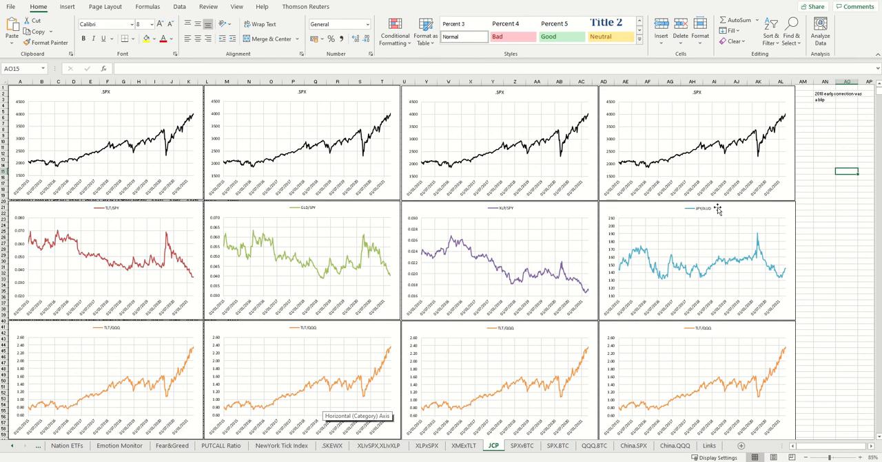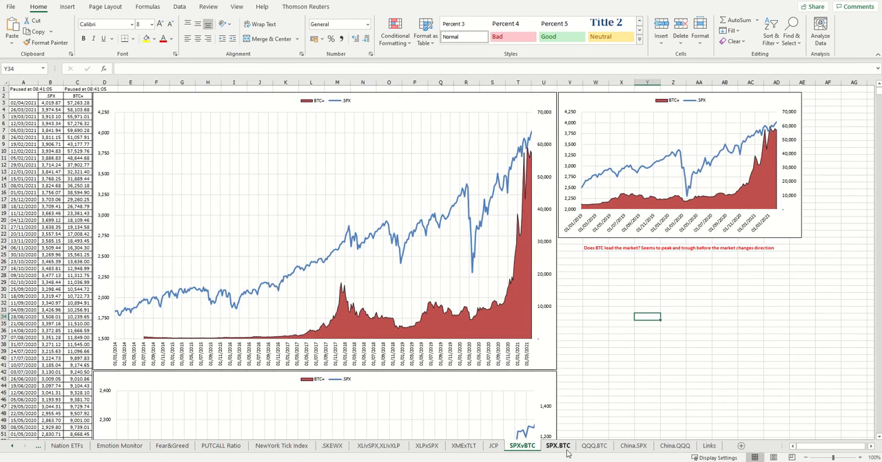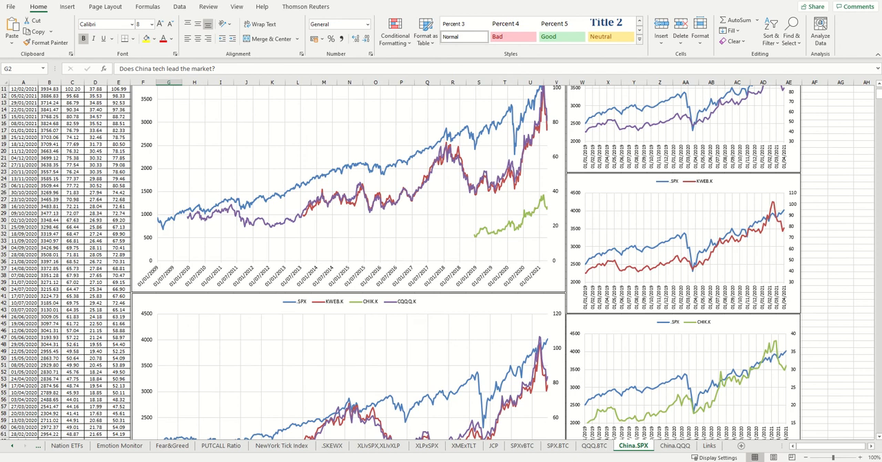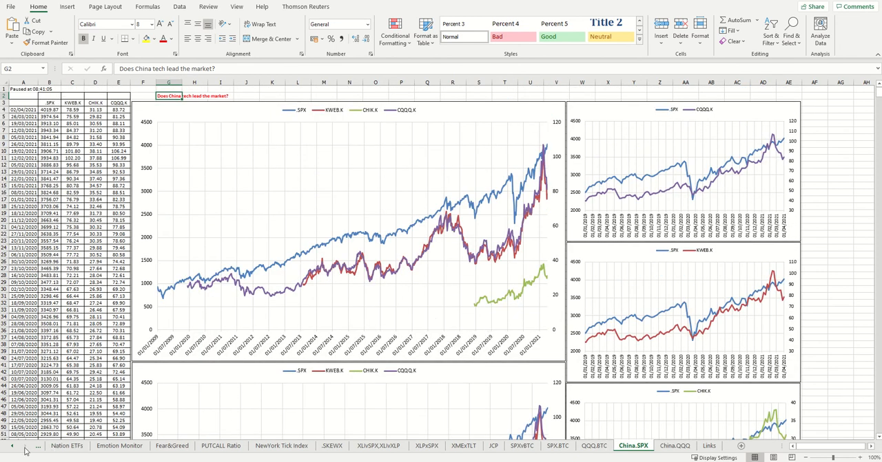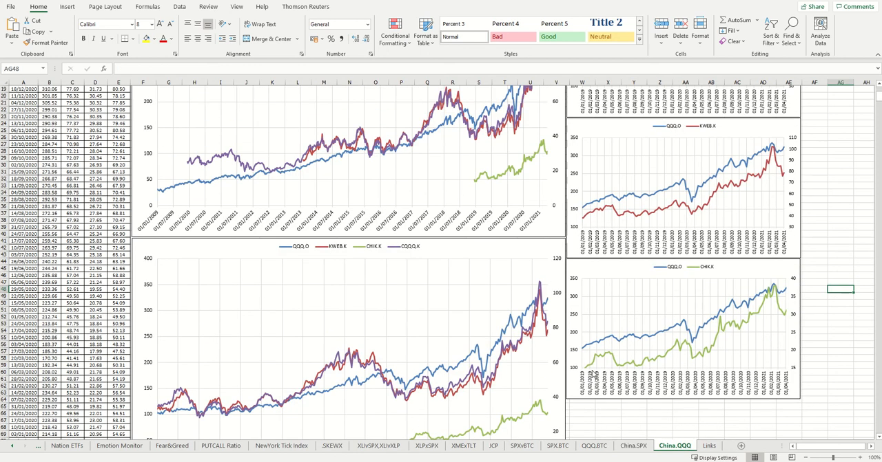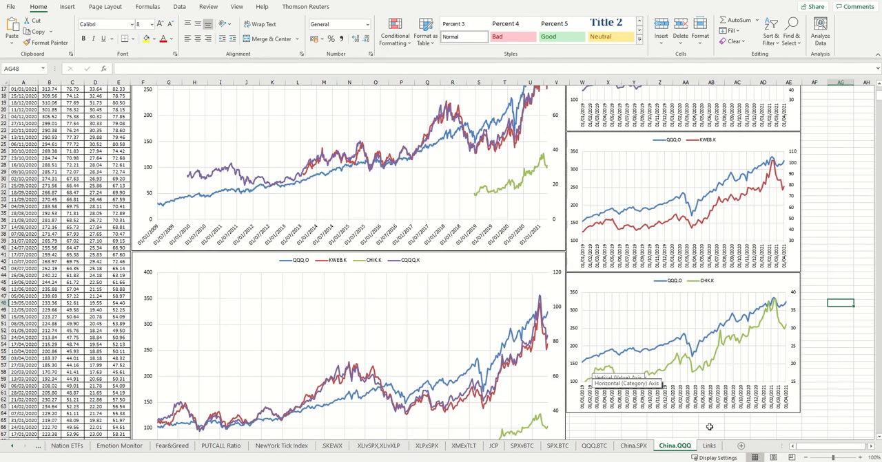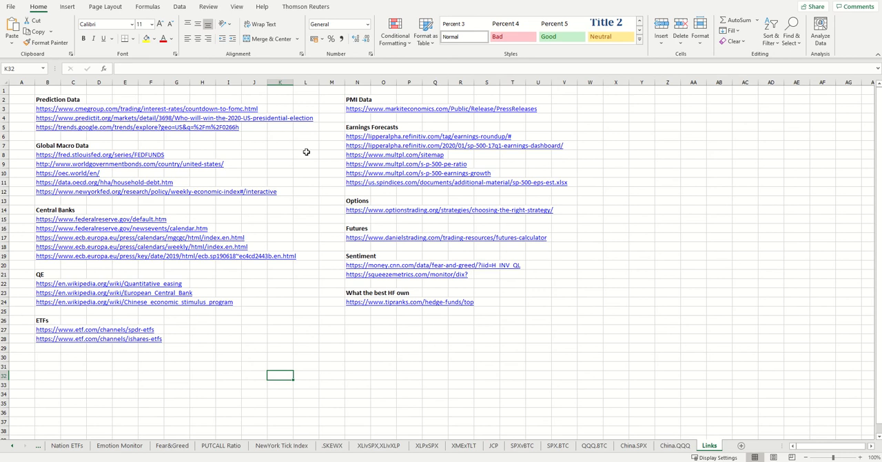Obviously JPY being risk off and AUD being a cyclical currency, so you can see where different points of when these charts tend to inflect tends to also be reflected in the SPX as well. SPX versus Bitcoin, triple Q versus Bitcoin. China's best ETFs versus the SPX, and you can see where it tends to be an even more volatile version of when risk off is going to occur. Again, some more there as well. And then finally, overall links.